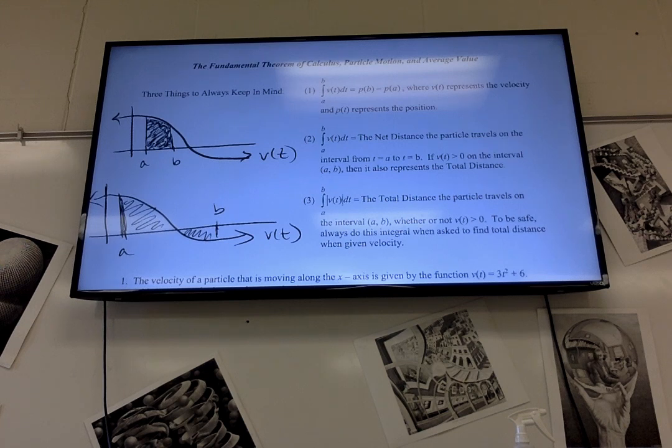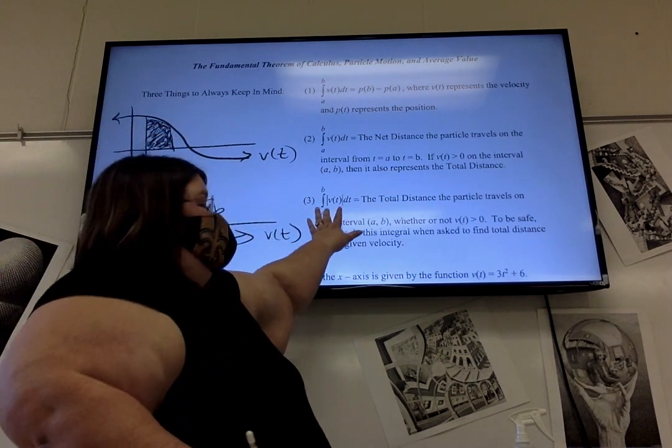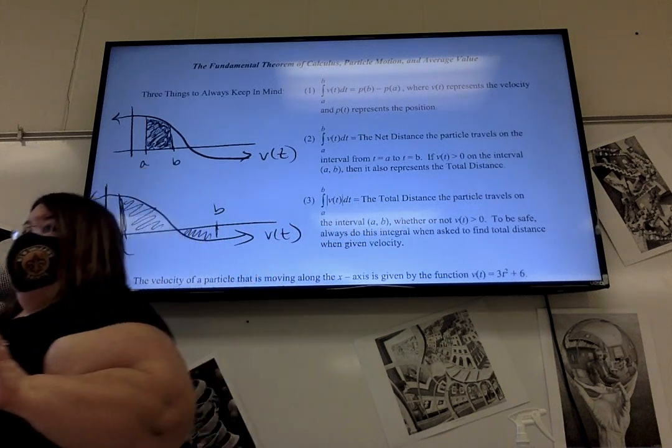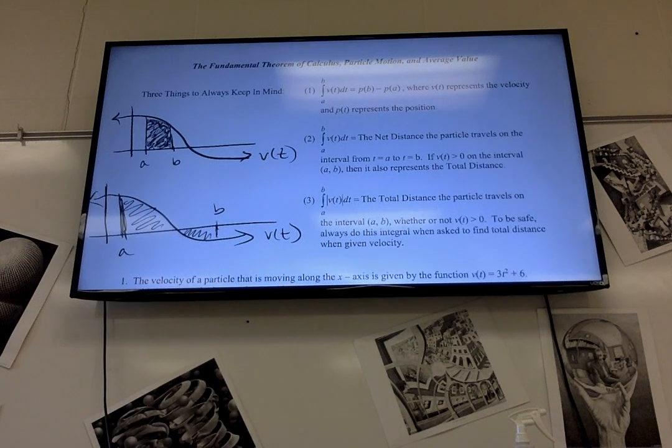Now, on number 3, if you want to find the total distance, then you have to take the absolute value of v of t. And what does absolute value do to anything that's negative? Makes it positive. So what it would do to this picture is it would take this and move it up here, so that your area would be that blue part, and it would add those, and make it a farther distance. It wouldn't be net distance, it'd be total distance.